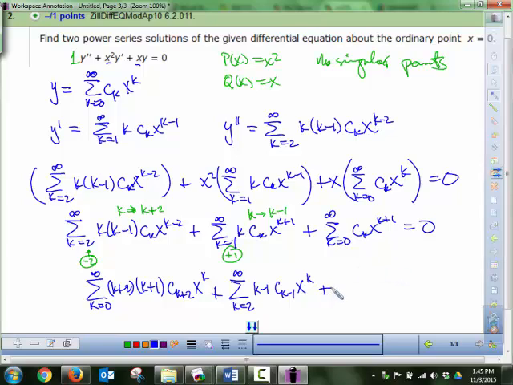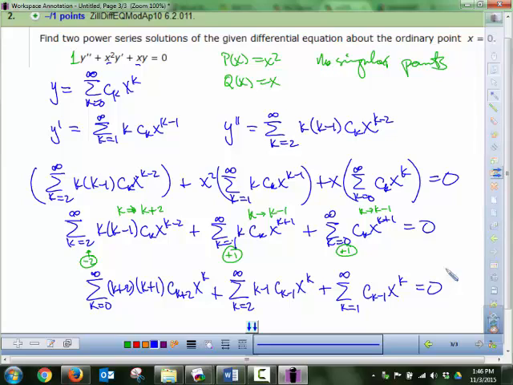Now the last one, I would need to do the same shifting, same as this, to match the powers. I have to subtract 1 from k, and so I have to add 1 to the starting point. My starting point now will be 1 to infinity, and now I have subtract 1, c sub k minus 1, x to the k. Okay, so far?